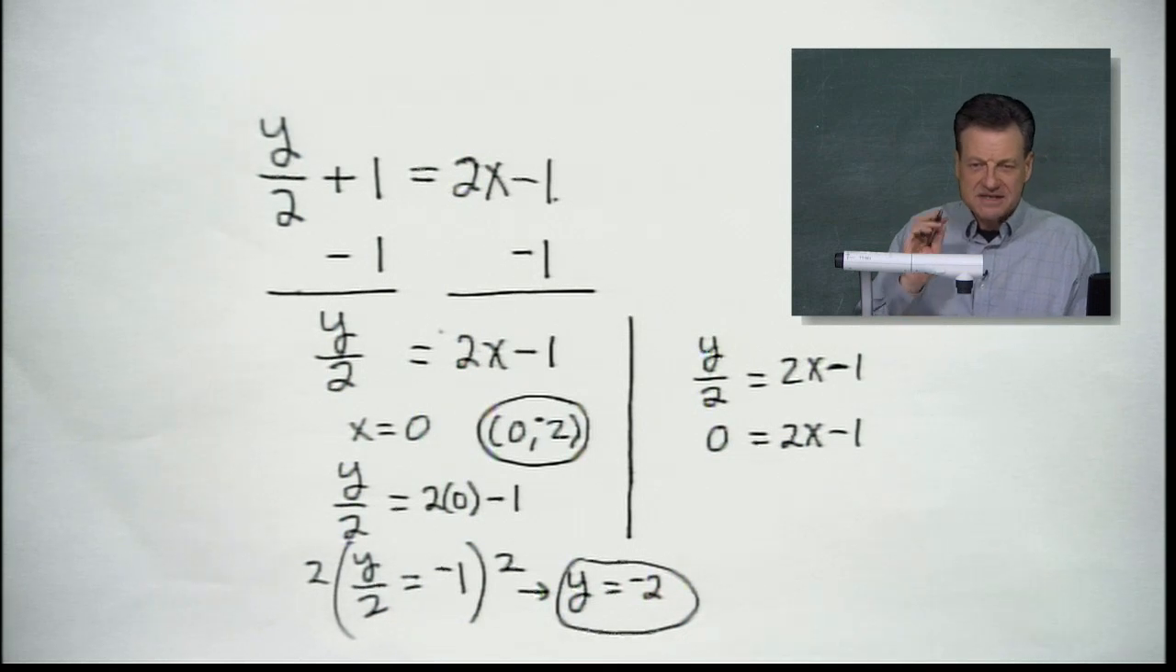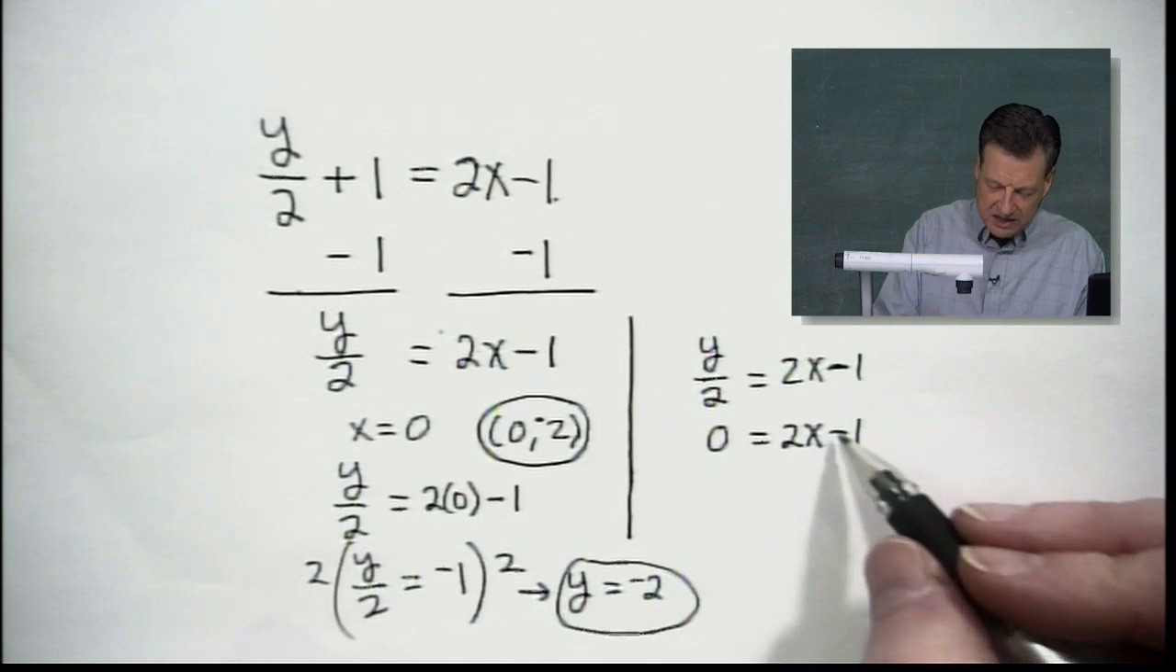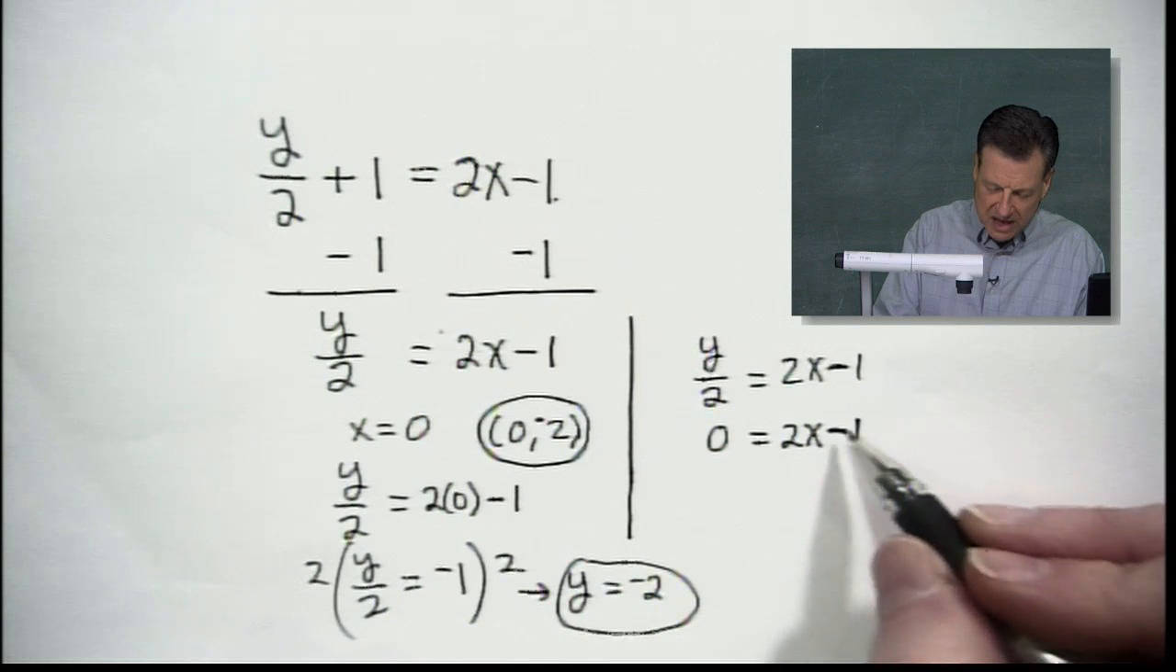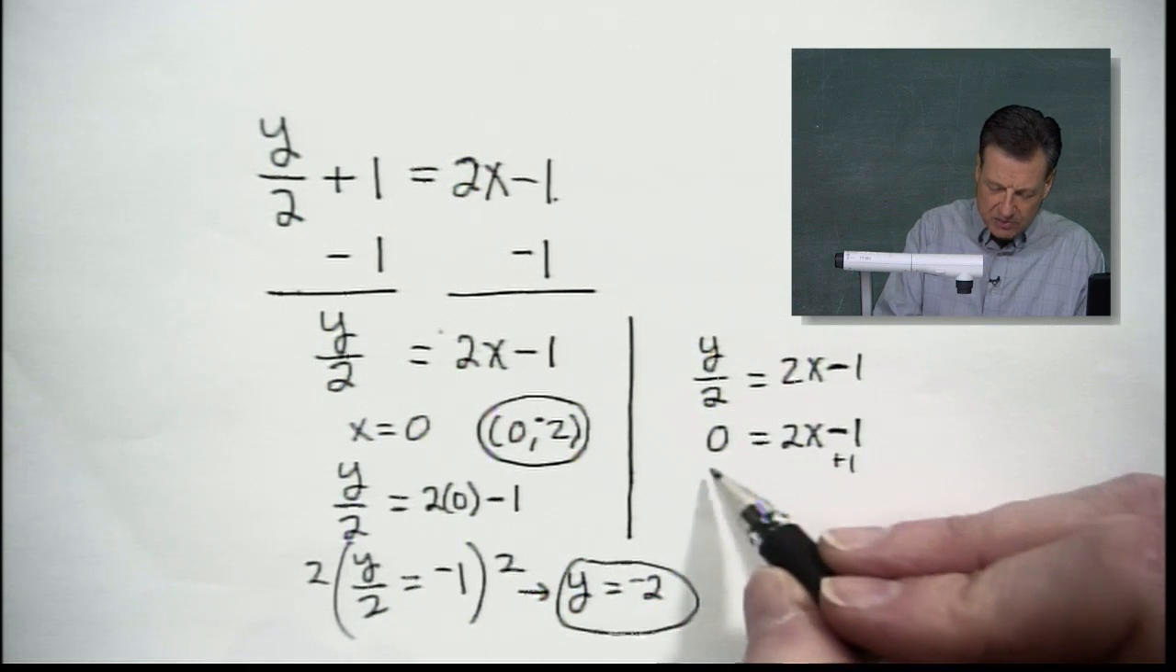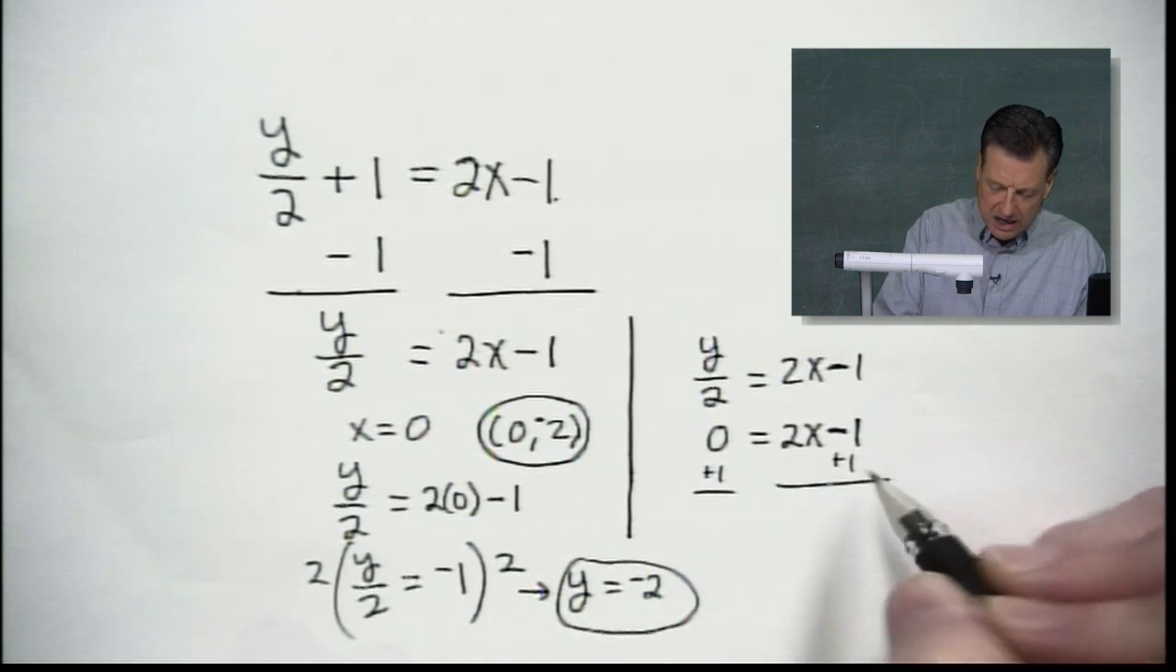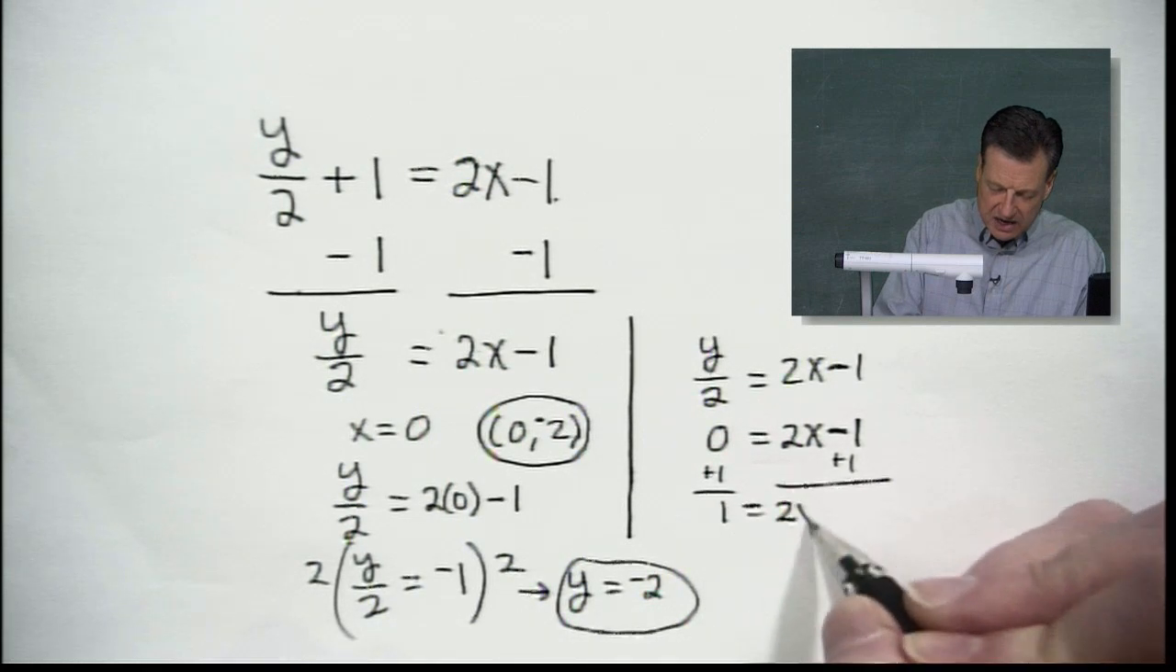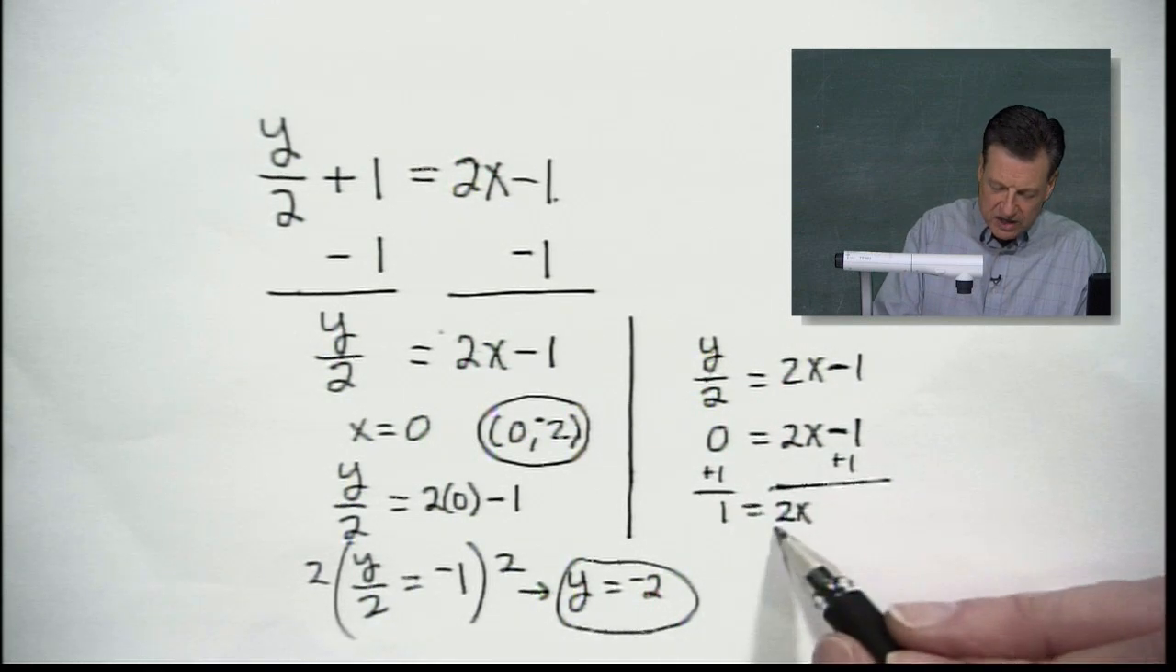I need x by itself, all right? So I'm going to kick that little 1 over here. It's a minus 1. I'm going to add 1. See where I'm going? And that's going to give me 1 equaling 2x. Be very careful because we're going to divide by 2.